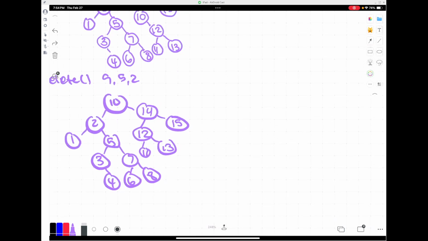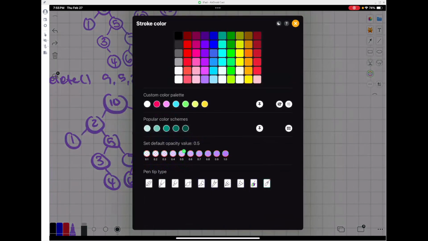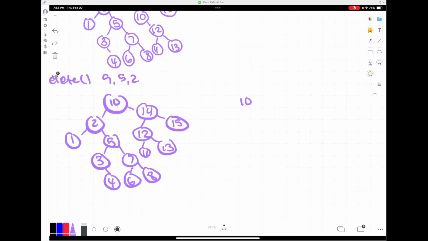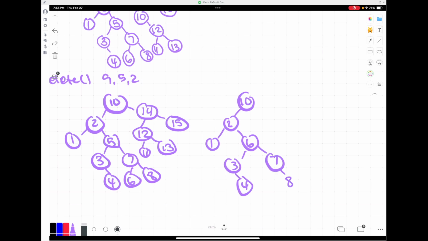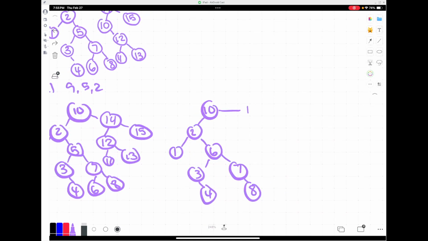Now we're going to delete 5. So where's 5? 5 is right here. Everything to the right. What's the smallest? It's 6. So we're going to replace 5 with 6. 10, 2, 1. Oh, it's going to be 6, 3, 4, 7, and 8. And then everything on the right, 14, 12, 11, 13, 15.